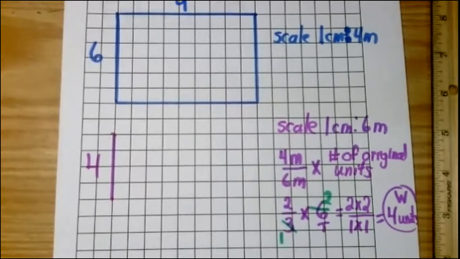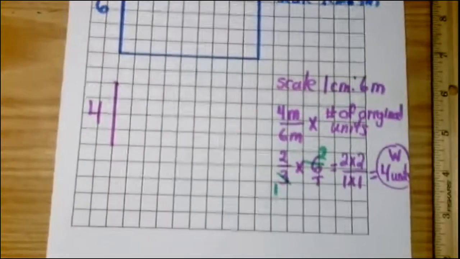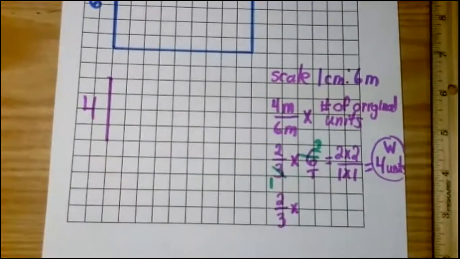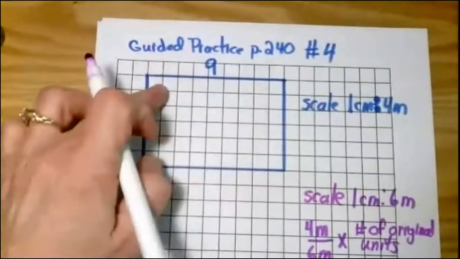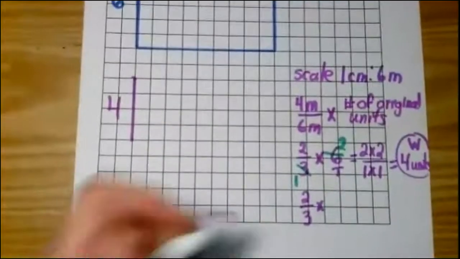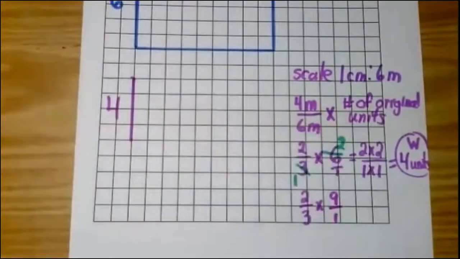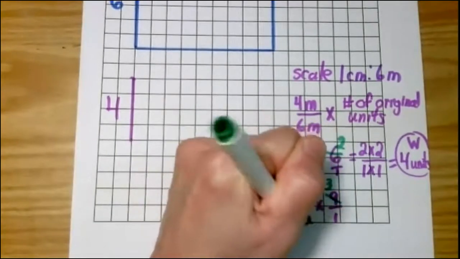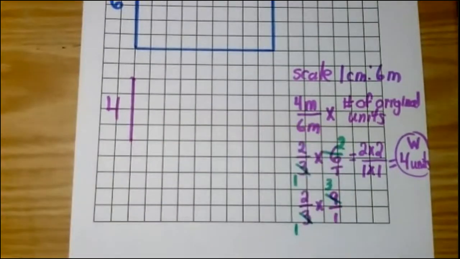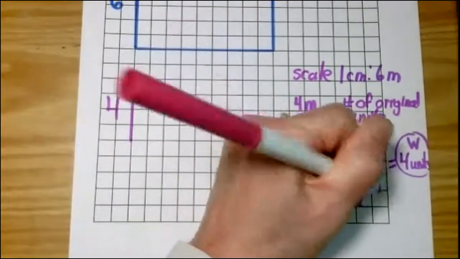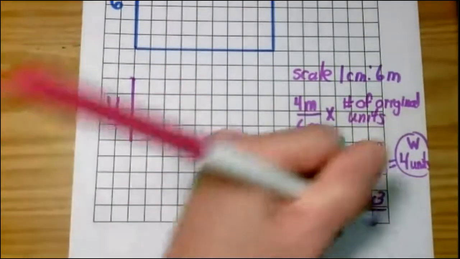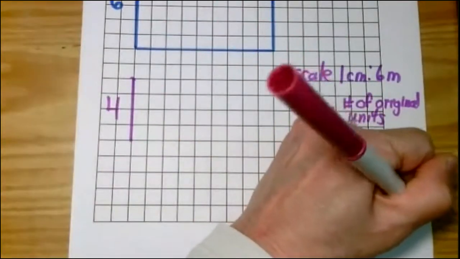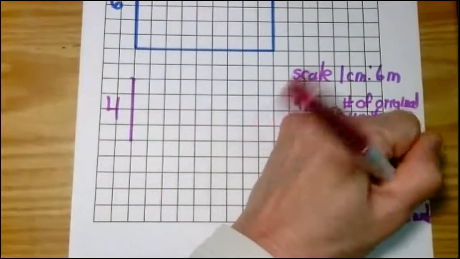And then our length is the next one. So we're going to move down a little bit here. Again, we have a ratio of 2/3 times the number of original units. Original units for length was 9. We're going to put 9 over 1. We're going to cancel what we can. 3 will go into 9 3 times. 3 will go into itself 1 time. I'm left with 2 times 3 on the top, 1 times 1 on the bottom, or 6 units. And that is my length, 6 units.